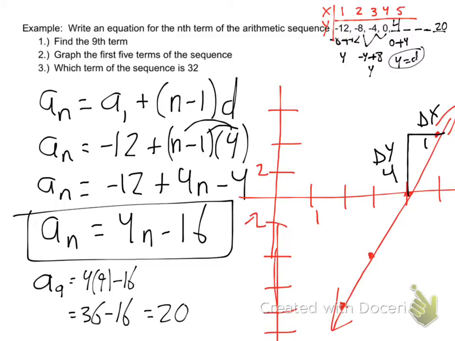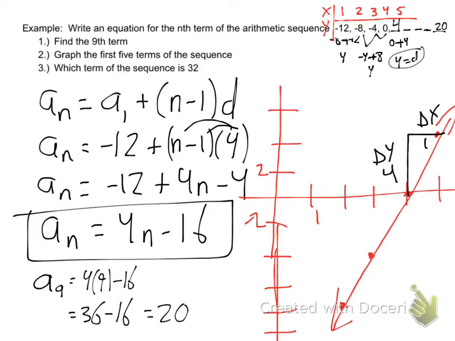Oh my God. What's the common difference? 4. 4. This is so magical. The rate of change is 4, aka the slope, which is in front of n. Interesting. Could there be a connection? I think so.